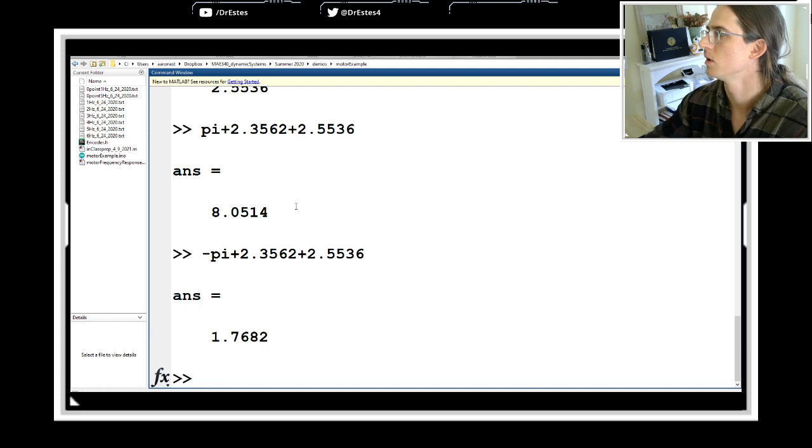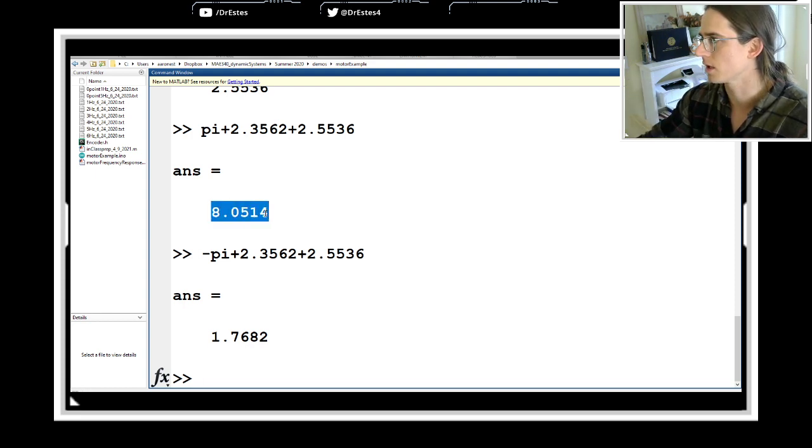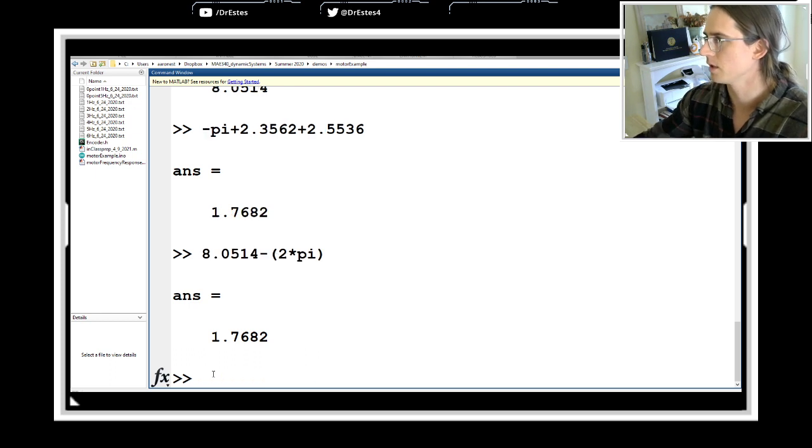Wait. Did I do that right? Yeah, I guess that's right. Because look, these are the same angle because they're just 2 pi different from each other. If you go 2 pi around, you come back to the same angle. If I take this and subtract 2 times pi, I get the other angle. So really, this is all the same angle.